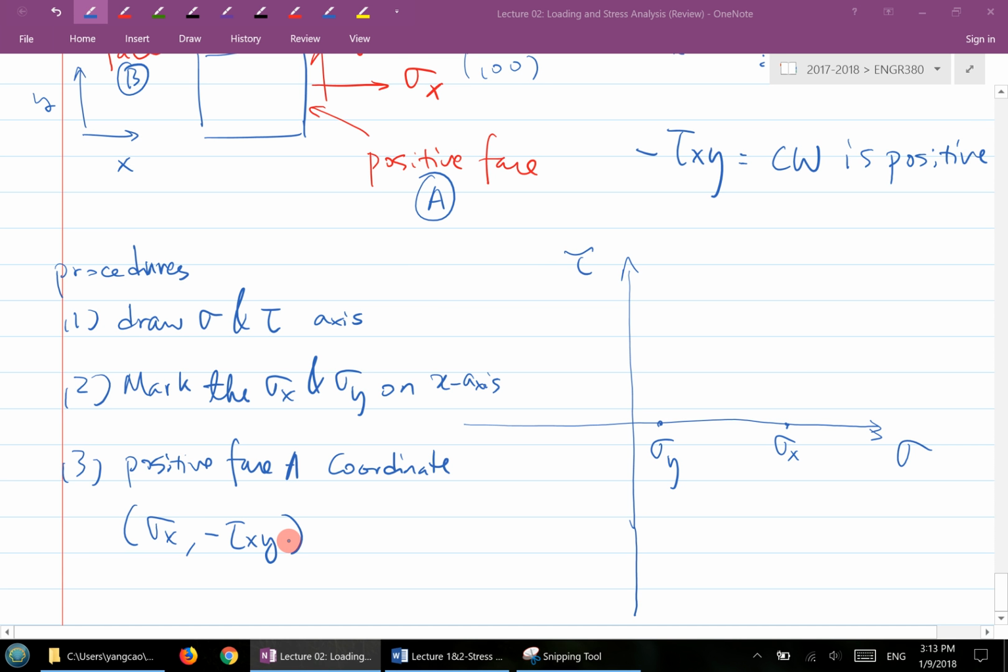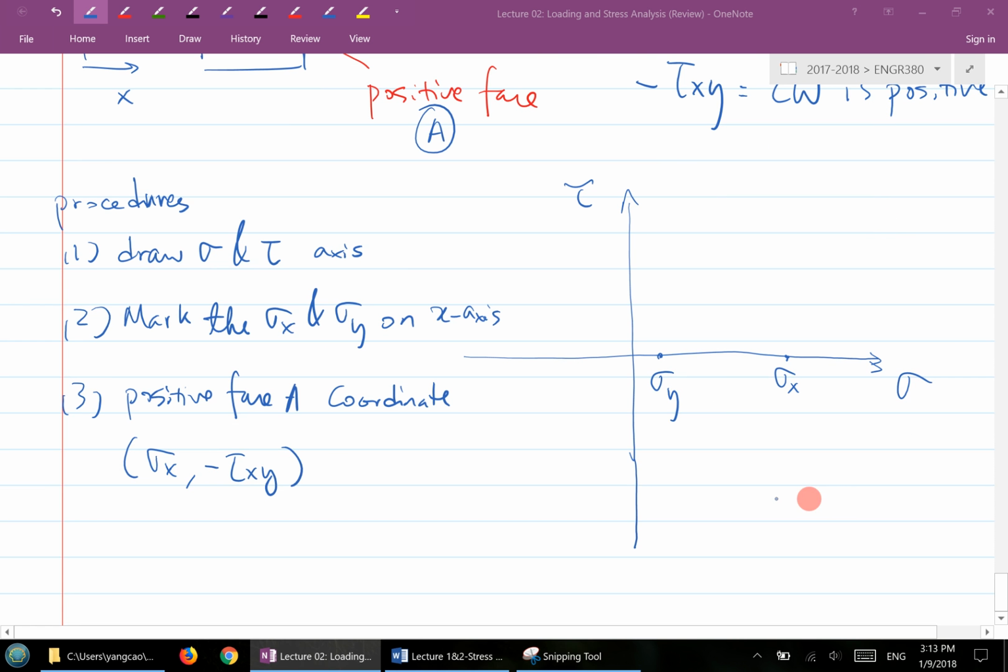Then you find the location of the coordinates in the sigma and tau plane here. That will give you somewhere around here. So this is your negative tau xy, and this is going to be the location A here. Location A.